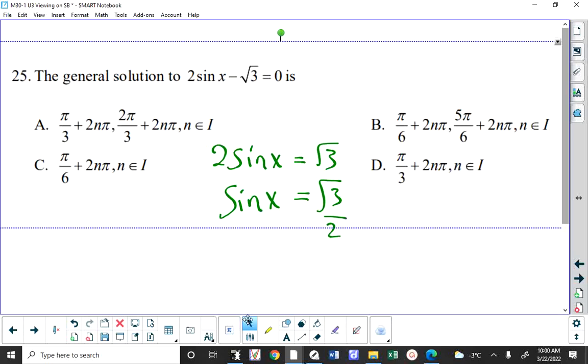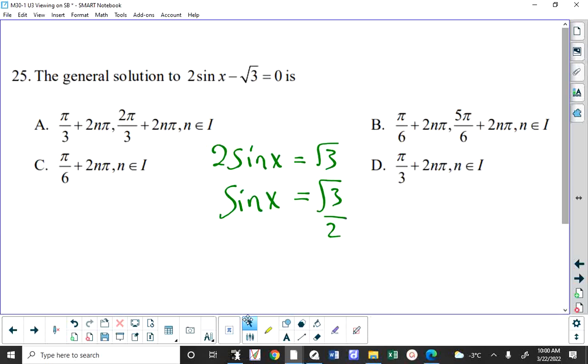I know how people struggle in this unit with equations, so this may be very simple to some of you, but I'm going to spend some time doing it. Let's do a reference angle approach here. What is the reference angle? Find a reference angle here. 60, isn't it? 60 degrees.